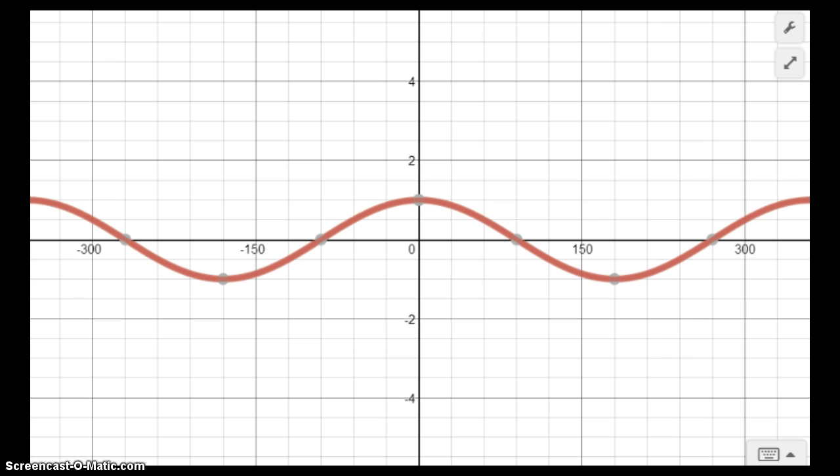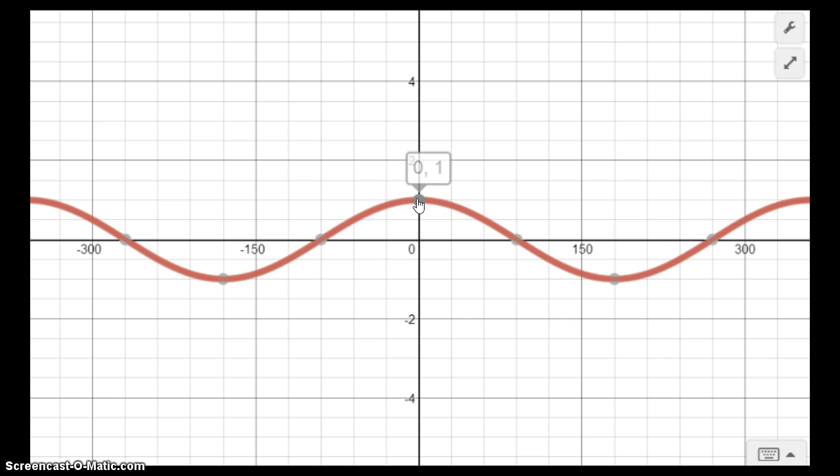Here we have our basic cos function. Notice that there are some key points that we should be familiar with. Let's focus on just one cycle from 0 to 360 degrees. There are 5 key points that we want to be familiar with. The first, the maximum at 0 degrees, 1.